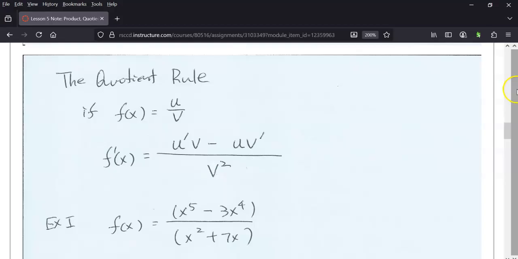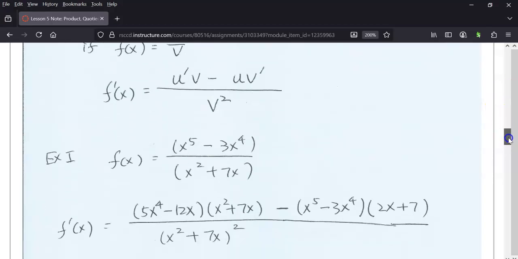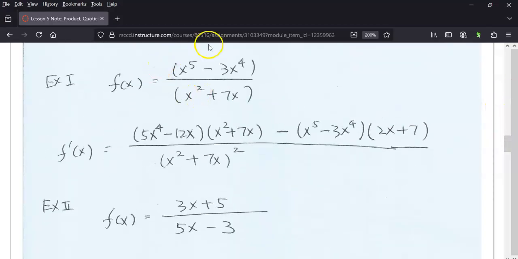Let's take a look at how we're going to use this. So you have a fraction, a quotient. According to the quotient rule, when we take the derivative, we take the denominator and square it. That's what goes on the bottom. Then we take the derivative of the numerator times the denominator, minus the numerator times the derivative of the denominator.